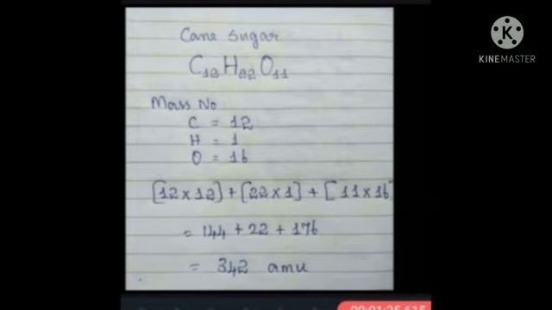So 12 carbon atoms. Okay. So 12 into 12, 12 is the mass number. Plus hydrogen atoms are 22, so 22 into 1, 1 is the mass number. Plus 11, the number of oxygen atoms is 11, so 11 into 16. If we add all these, we get 342 AMU.